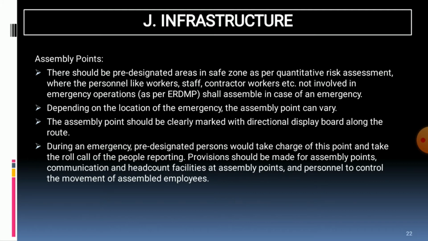During an emergency, a pre-designated person would take charge of this point and take the roll call of the people reporting. That means once the siren has been sounded, all will gather at the assembly point, and one pre-designated person will take the attendance and ensure that all workers have come to the assembly point. Communication and head count facilities at assembly points, and personnel to control the movement of assembled employees, should be there. And now my friend will continue.